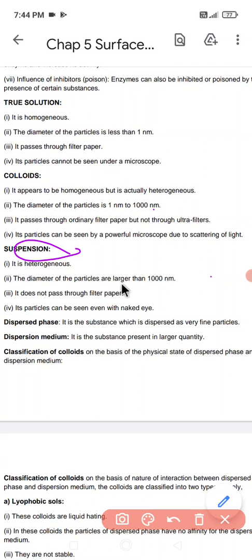The diameter of the particles is larger than 1000 nanometer. It does not pass through an ordinary filter paper, and its particles can be easily seen even with the naked eye. So I am repeating the properties of a suspension. It is totally heterogeneous in nature. The particle diameter is larger than 1000 nanometer. It does not pass through the filter paper. Its particles can be seen with the naked eye.